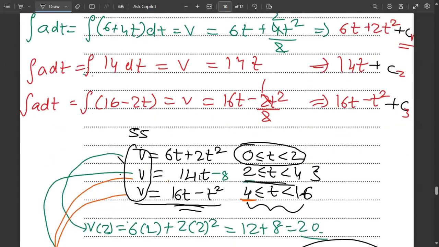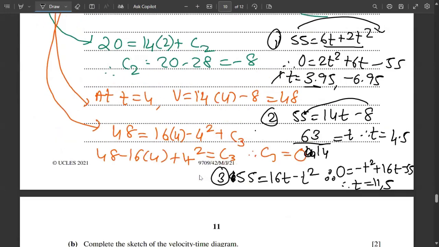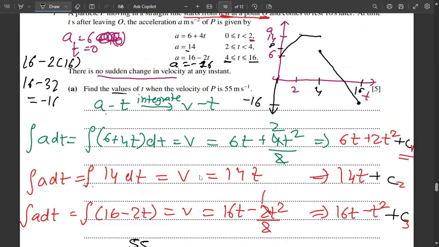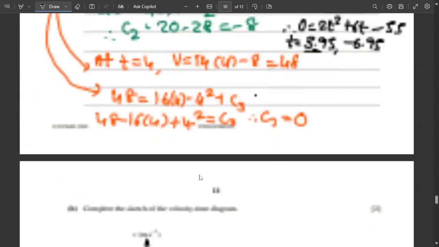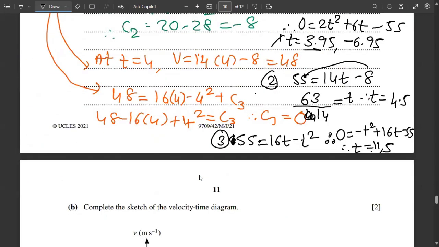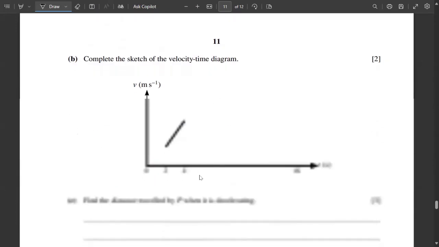What fits in the range? The answer we got was 11 and 5. 11 perfectly fits in the range between 4 to 16, and 5 fits in the range, okay, perfect. So the values of t at which velocity is 55 will be t equals 5 seconds and t equals 11 seconds. And that's our answer. Let's go to the B question.